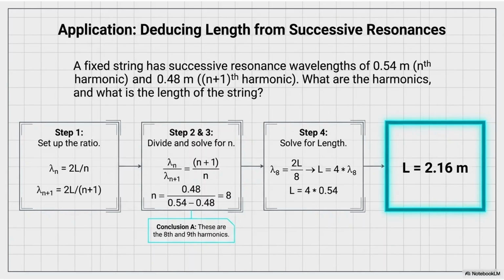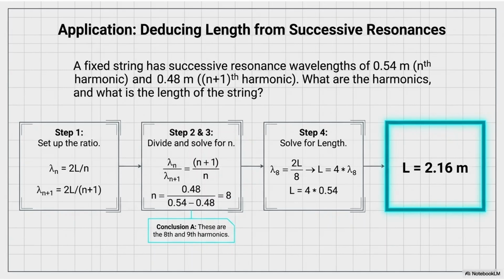And once we know it's the 8th harmonic, we just plug it back in. 8 halves of our 0.54 meter wavelength gives us a total string length of 2.16 meters. It's quite the string. Yeah, I was going to say a 2.16 meter string makes for a ridiculously long instrument, like maybe a giant cartoonish upright bass. Hey, the physics works exactly the same no matter how big it is.